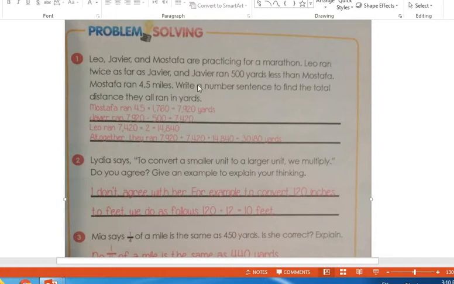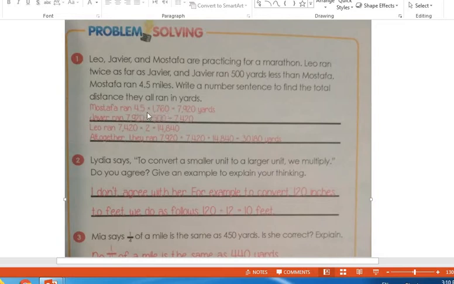Make a circle here around yards. So Mustafa ran how many yards here? 4.5 miles. So I want to convert miles into yards. Why? Because he wants the answer in yards. When converting a greater unit to a smaller unit, I must multiply, and here the multiply unit will be 1760. When we convert from miles to yards, I have to multiply by 1760. I must study this well.